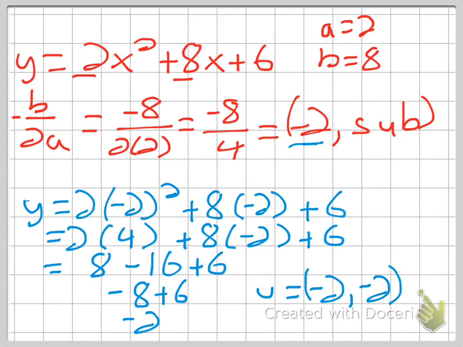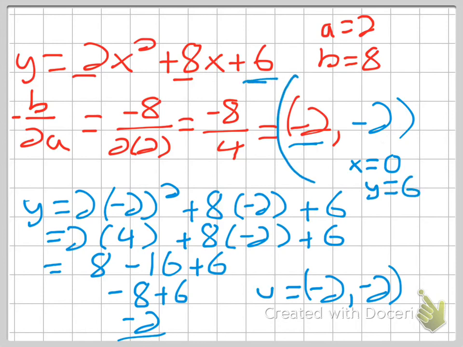Right? So let me replace the y value. I have found this value, so I'm just going to make that negative 2. We found it here. And my other point is x equals 0. It's always going to be your c term, which is 6. So important bits of information are this.